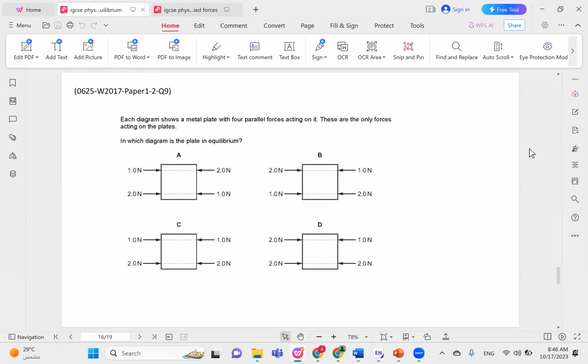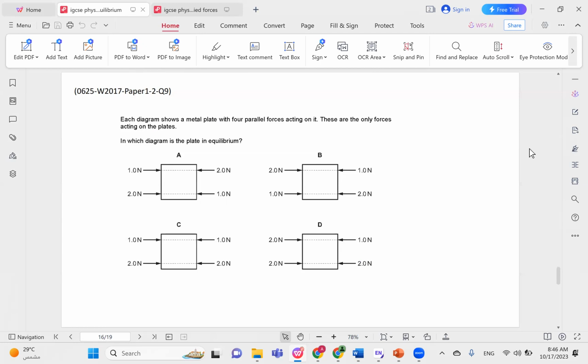Each diagram shows a metal plate with 4 parallel forces acting on it. These are the only forces acting on the plates. In which diagram is the plate in equilibrium? So let's first check whether the forces themselves balance.